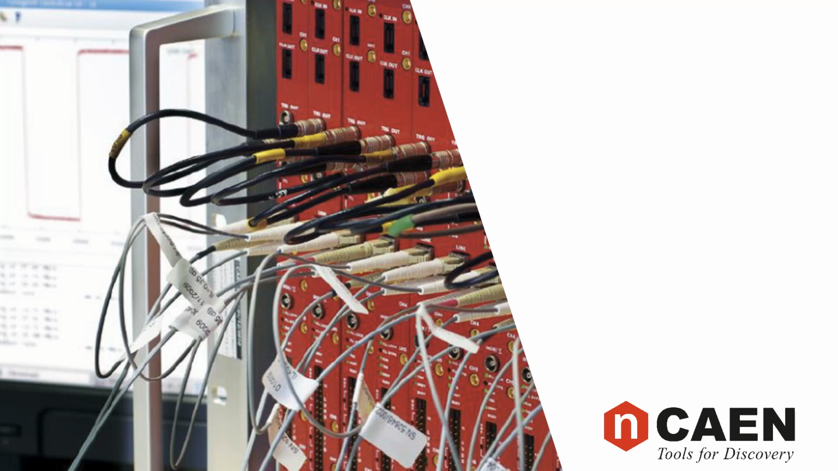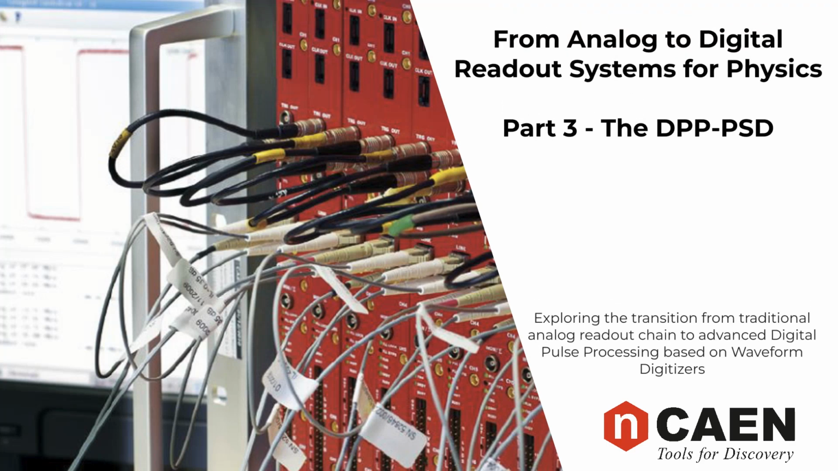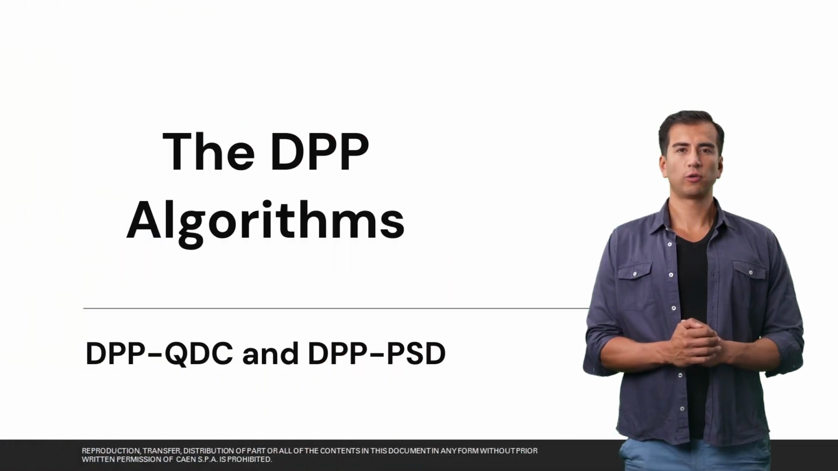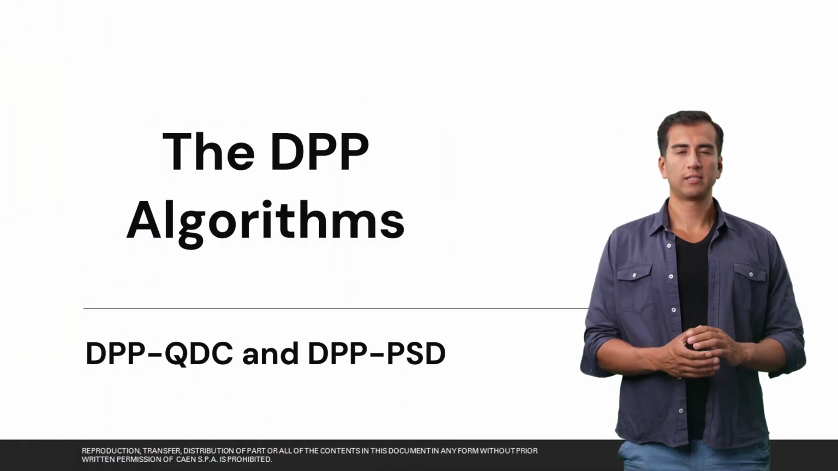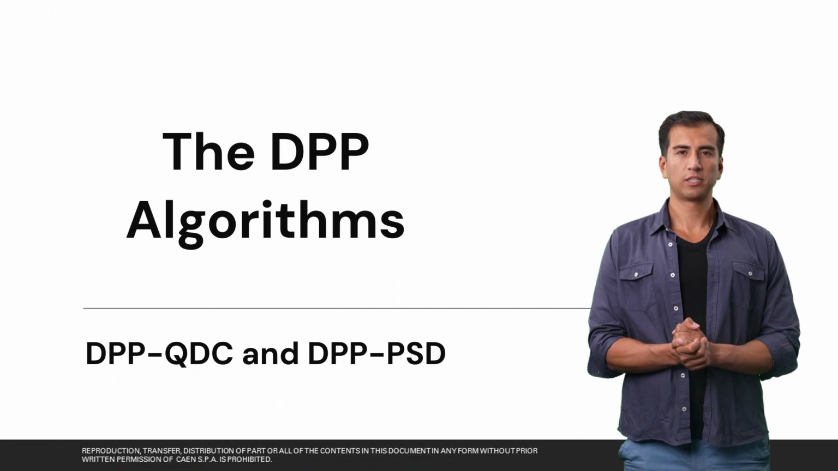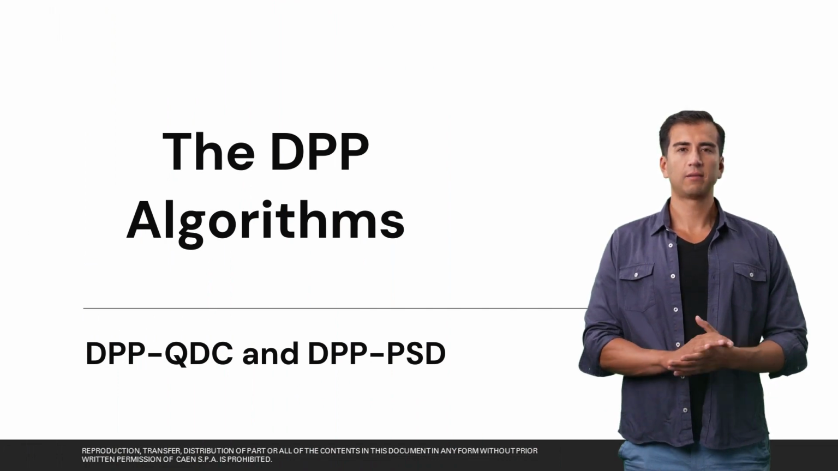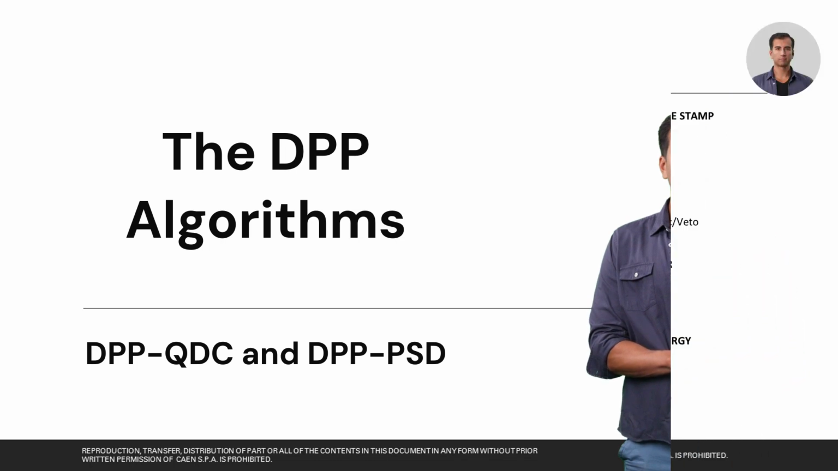Ladies and gentlemen, welcome to the third part of this webinar exploring the transition from analog to digital electronics in physics experiments. The second group of algorithms we are going to analyze is composed of the DPP-QDC and DPP-PSD. They are often embedded in the same FPGA firmware.